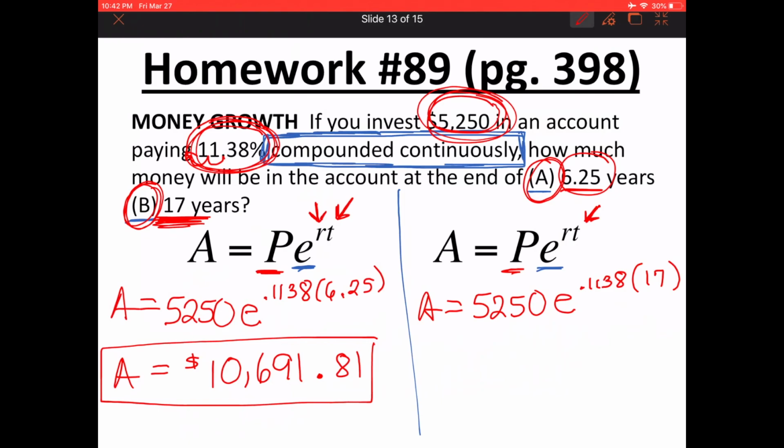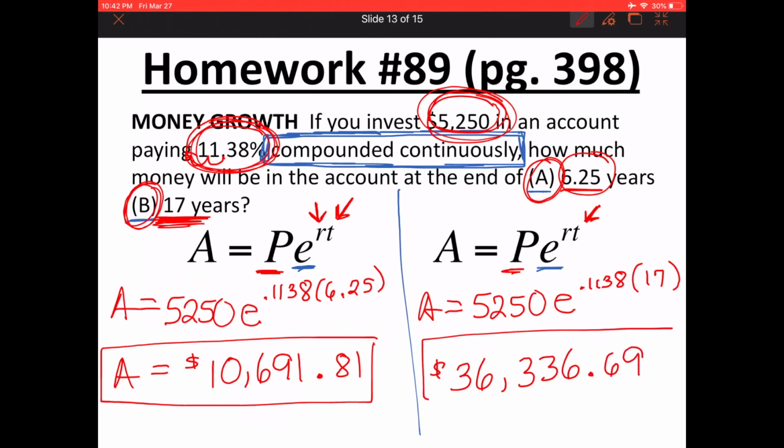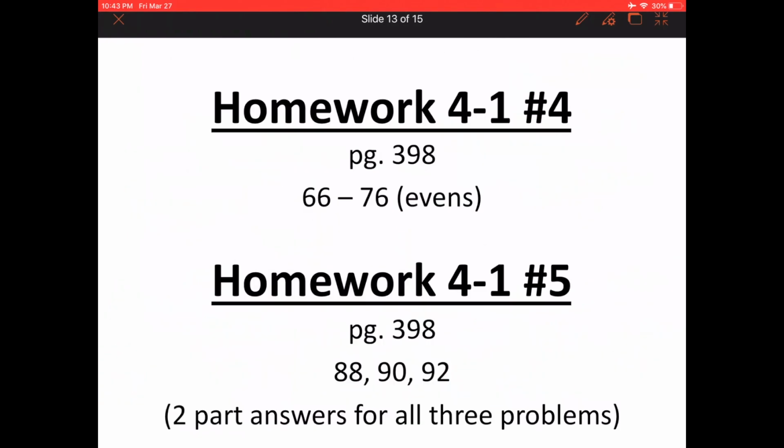And so when I do that, I end up with 36,336.69. And again, does that answer make sense? That after 17 years, I would have 36,000? Yes, right? I have a lot more money than I do after 6 years. Okay, guys? And so there's example number 89, similar to what you will see on your homework.